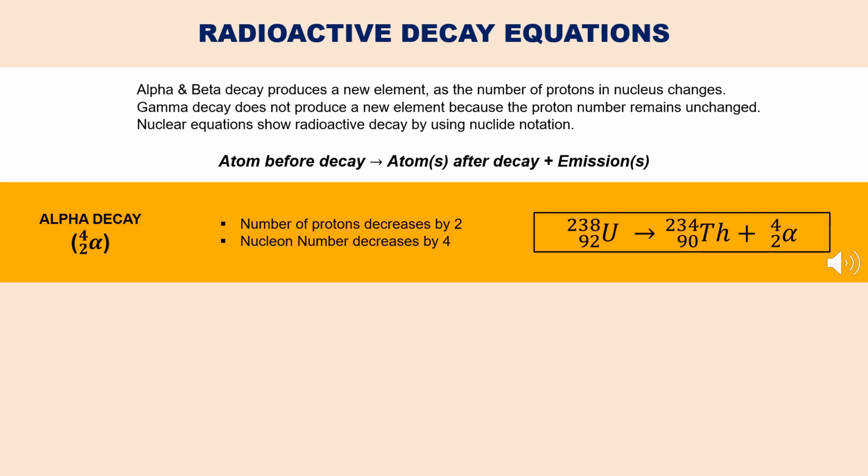Now an example of the alpha decay equation. So this is the alpha decay of uranium-238. It decays to thorium-234 by giving out or emitting an alpha particle.